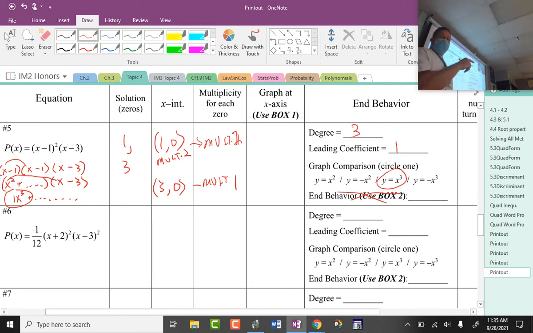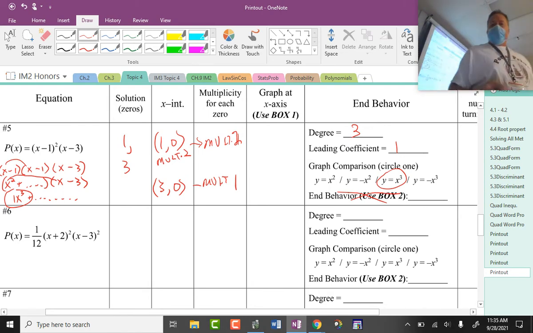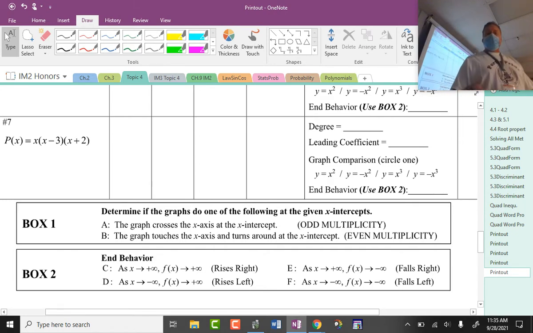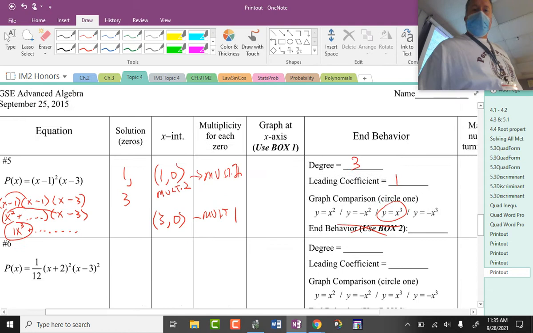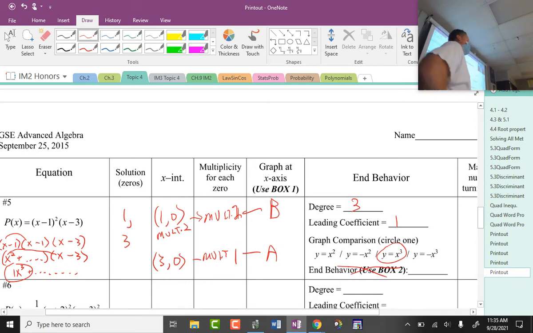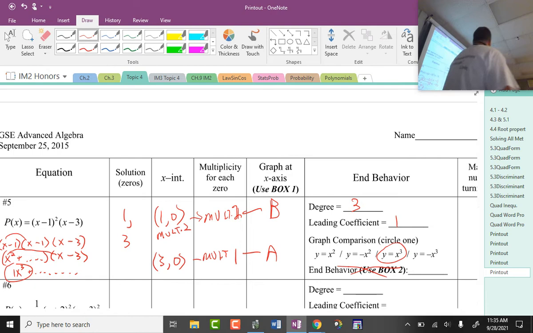All right, so graph at x-axis. It says use box 1. Graph crosses at the x-axis at the x-intercept or touches the x-axis and turns around at the x-axis. Right? That's what I was looking for, the word bounce. So I guess this one's a letter B, whereas this one's a letter A if you look at those boxes down there.